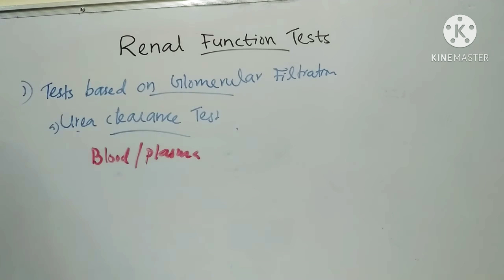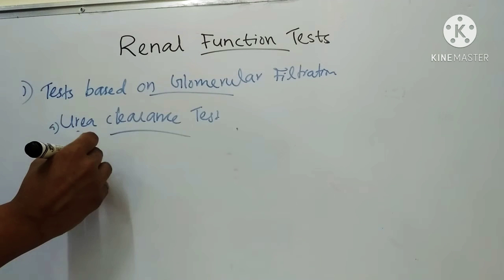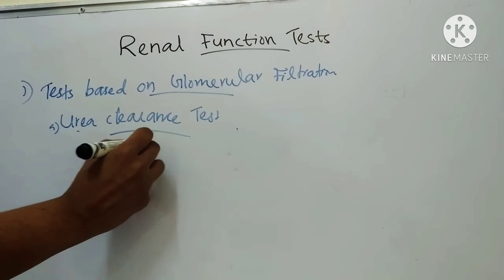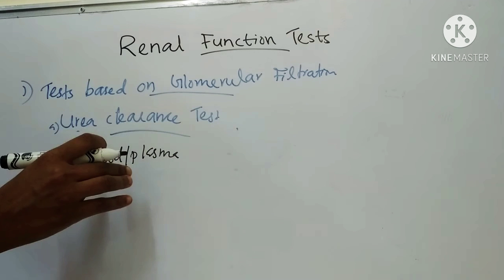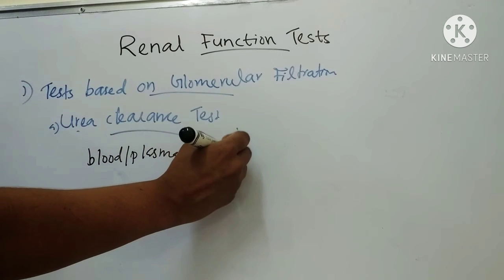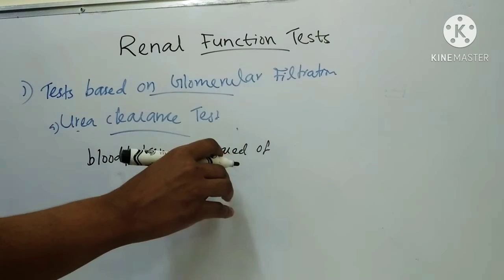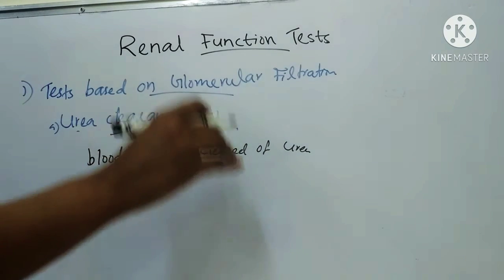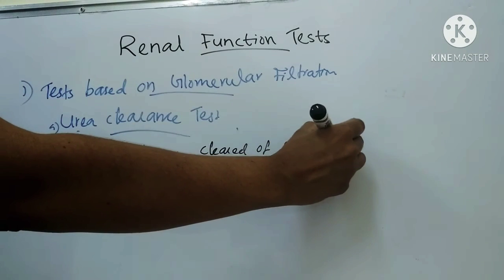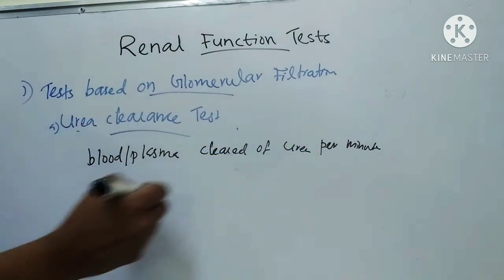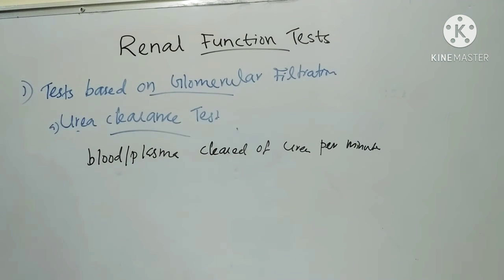So coming to the urea clearance test, blood urea clearance is an expression of the number of ml of blood or plasma which are completely cleared of urea by the kidney per minute. That is called urea clearance.